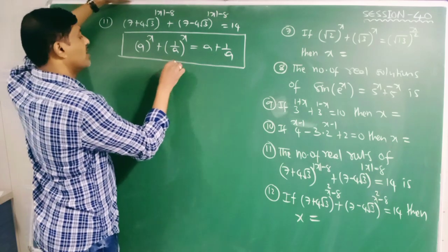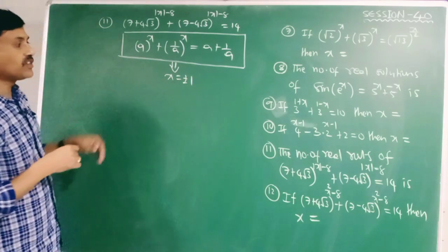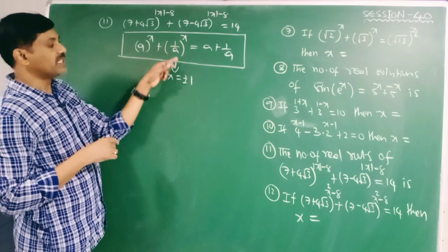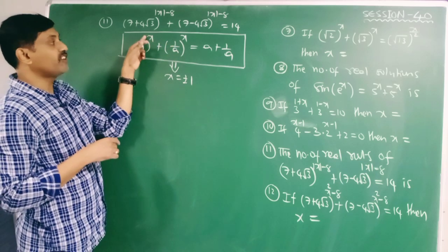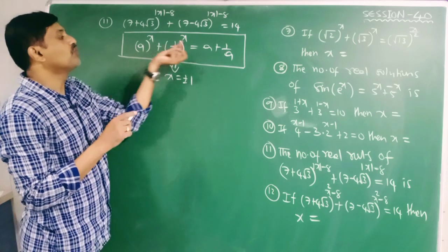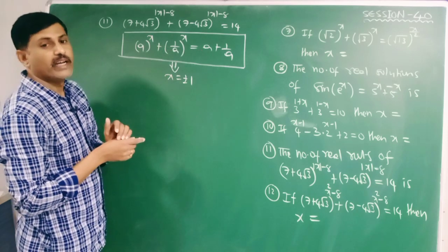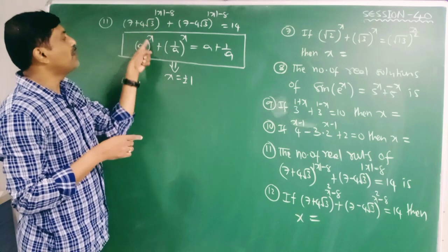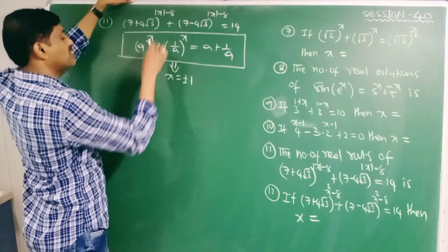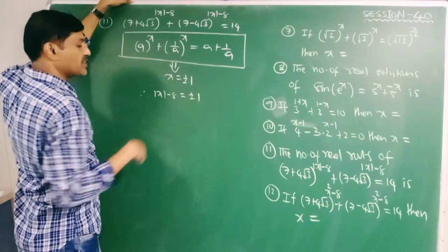In this case always x = ±1. If it is 1, a^1 is a and (1/a)^1 is 1/a. If it is -1, a^(-1) becomes 1/a, and (1/a)^(-1) becomes a. Definitely these two are equal. When these two are equal, clearly x = ±1. Therefore |x - 8| = ±1.